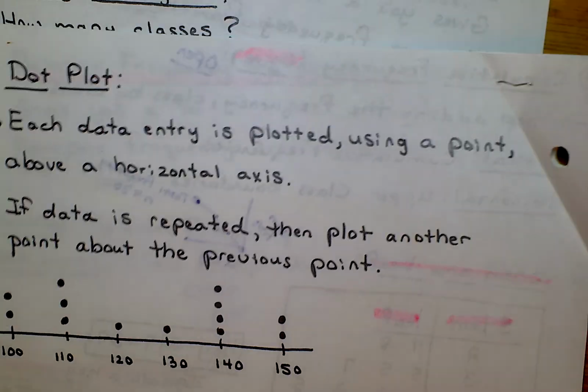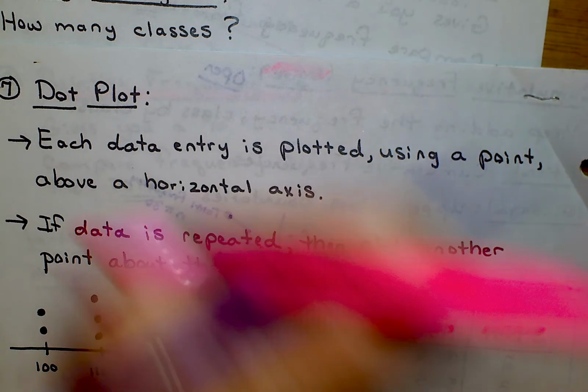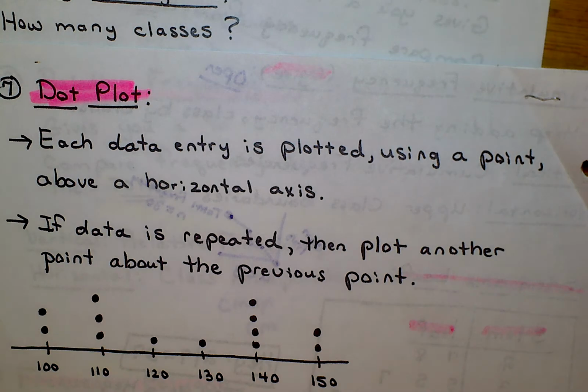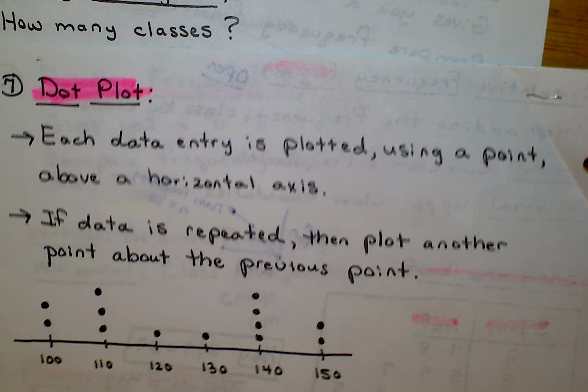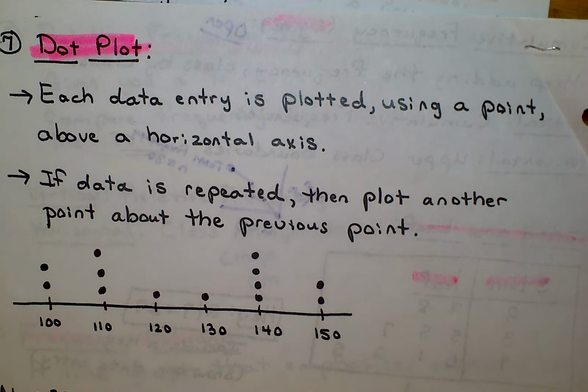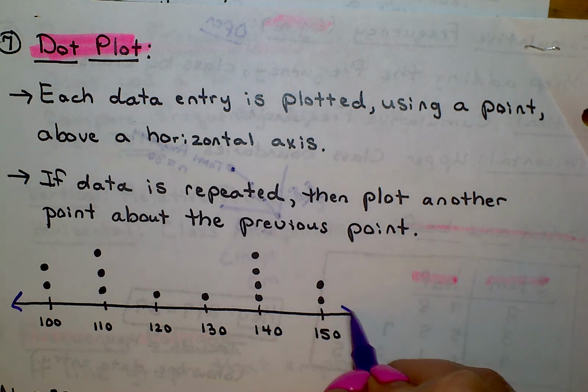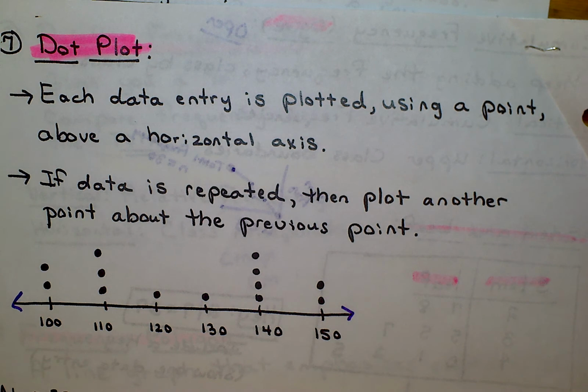Lastly, we did the dot plot. Each data entry is plotted using a point above a horizontal axis. If the data is repeated, then plot another point above the previous point. So remember, you're going to have a horizontal axis and you're going to put dots above.